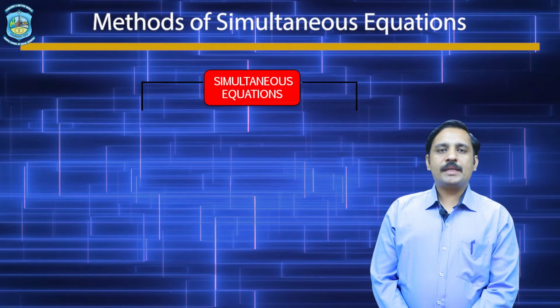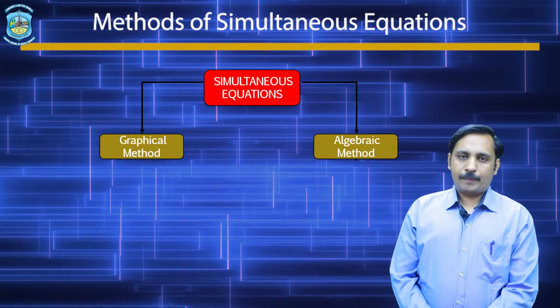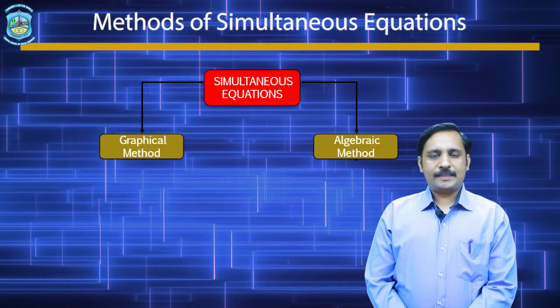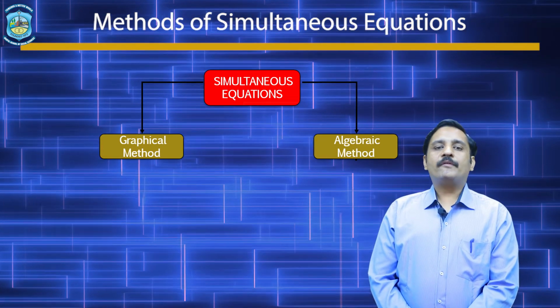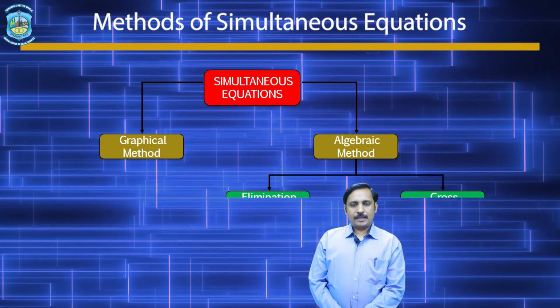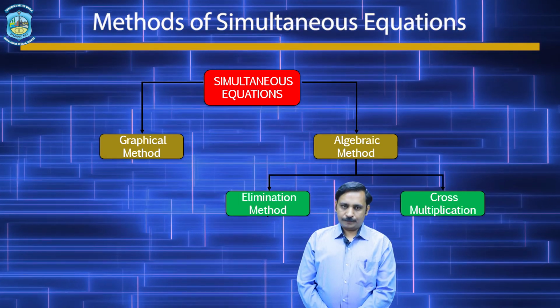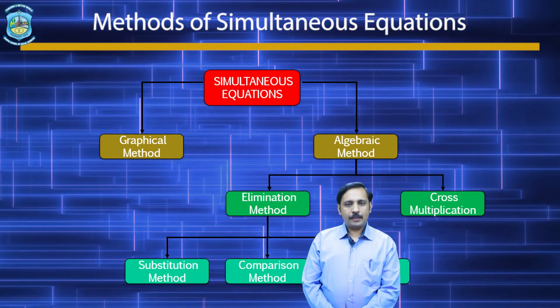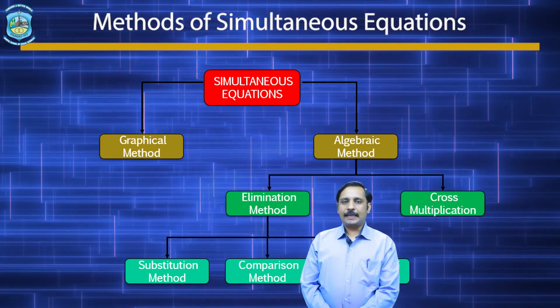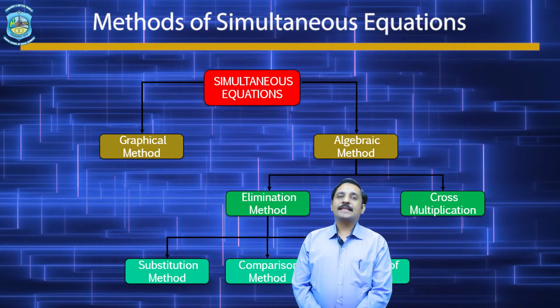For solving simultaneous equations in two variables, we have basically two methods. First is the graphical method, the second method is the algebraic method. In the graphical method, as the name suggests, we make use of a graph, and in the algebraic method, we have two more categories. The first is the elimination method and the second is cross multiplication. The elimination method is further classified into substitution method, comparison method, and addition and subtraction of equations. Cross multiplication is also known as Cramer's rule.